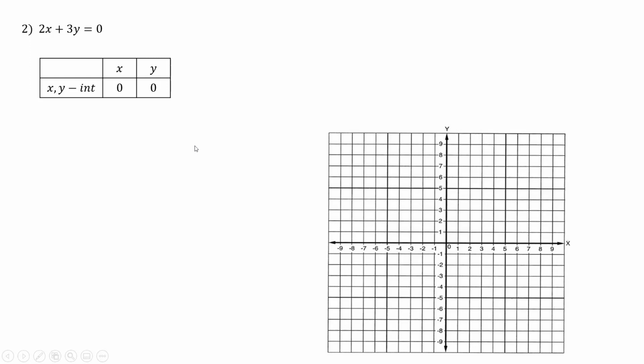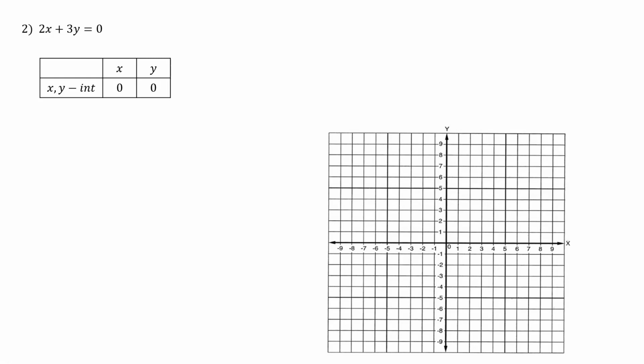Now let's look at our second equation, 2x plus 3y equals 0. In the previous video, we found that the graph of this equation goes through the origin, as the x and y intercepts turn out to be the same point. So we're going to need an additional point or additional points to graph this equation. And I only want to use points with integer coordinates.